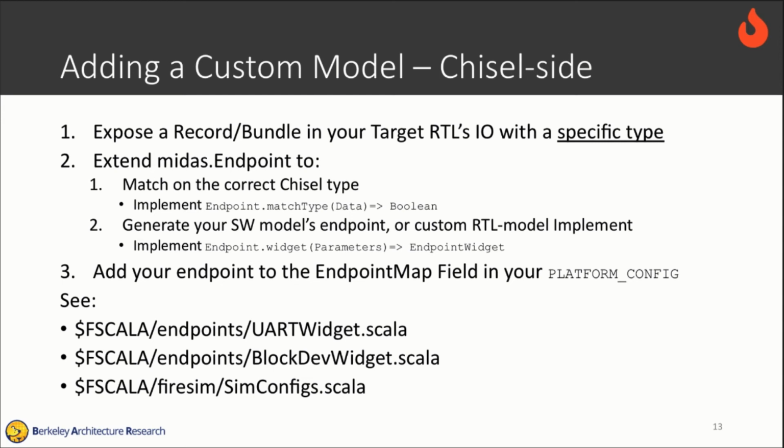The first thing you have to do is expose new I/O on your target that you can match on. So it needs to be a different Scala type, essentially. Then you're going to extend Midas endpoint to match on that type and bind your widget to the I/O of the channel. So there are two methods here, which will be clear if you look at Midas core endpoint.